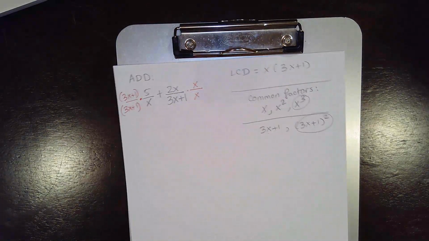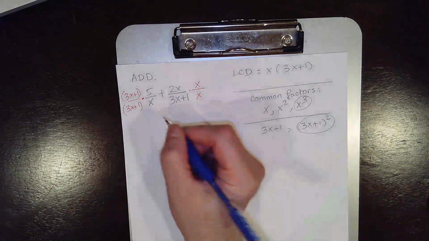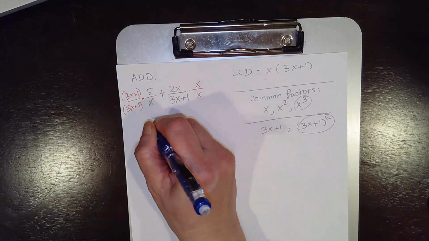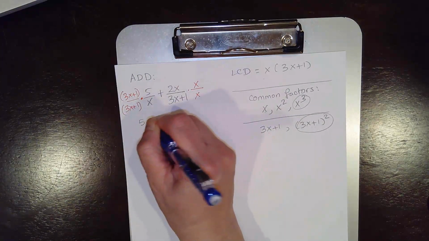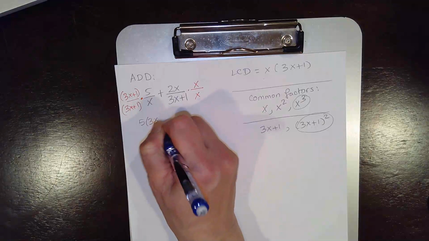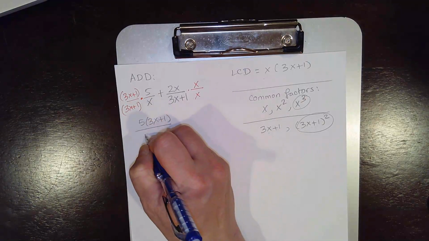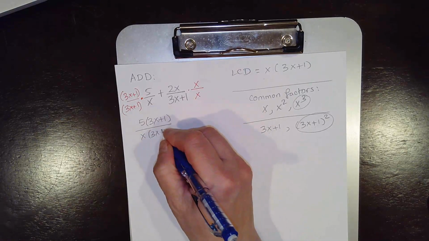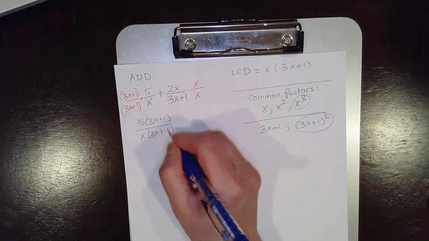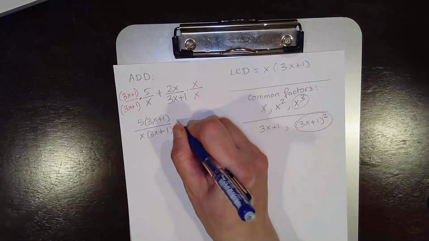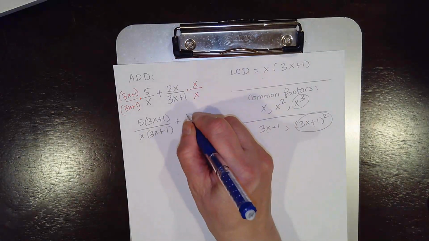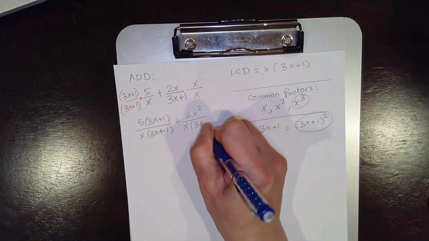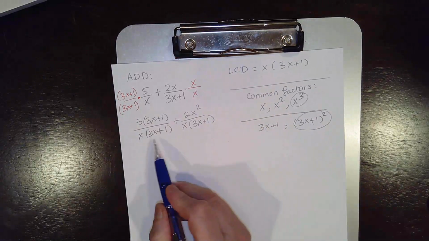Okay? So now we can go ahead and distribute. So let's see, you have 5. Or if you don't want to distribute, let's do it slowly. 3x plus 1 over x times 3x plus 1, or 3x plus 1 times x, it doesn't really matter about the order, plus 2x times x, this is 2x squared, over x times 3x plus 1. Now we have the same denominator.